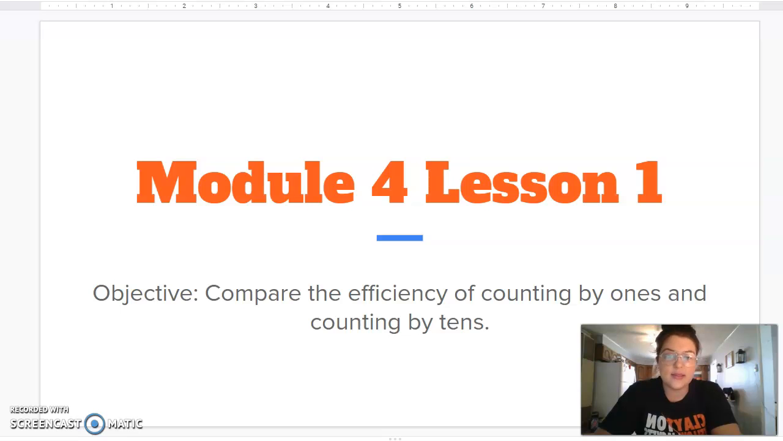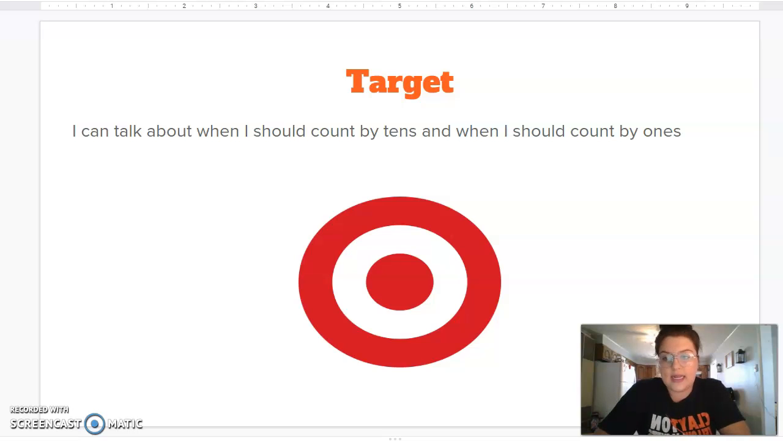So this is Module 4, Lesson 1. A lot of this stuff is going to look familiar to you guys. You guys have already done it, so it should look familiar. So our objective for today is compare the efficiency of counting by ones and counting by tens. Okay, so our target is I can talk about when I should count by tens and when I should count by ones. So we're going back to Lesson 1, counting by tens and ones.